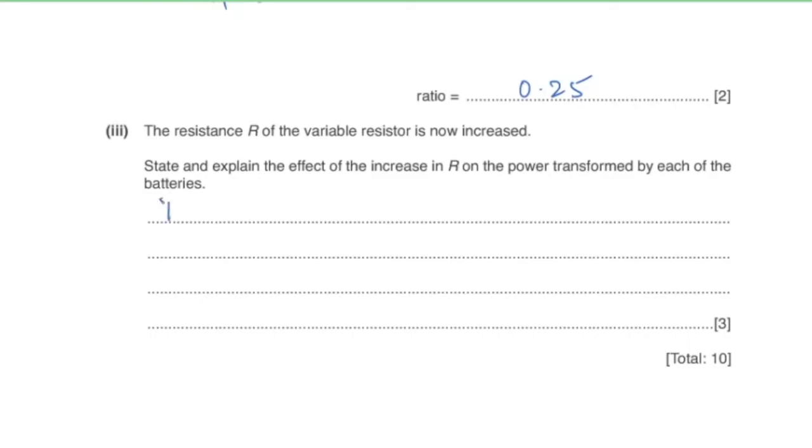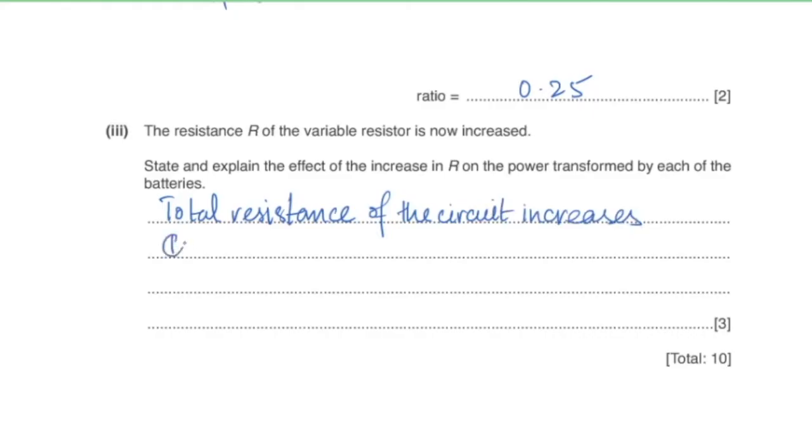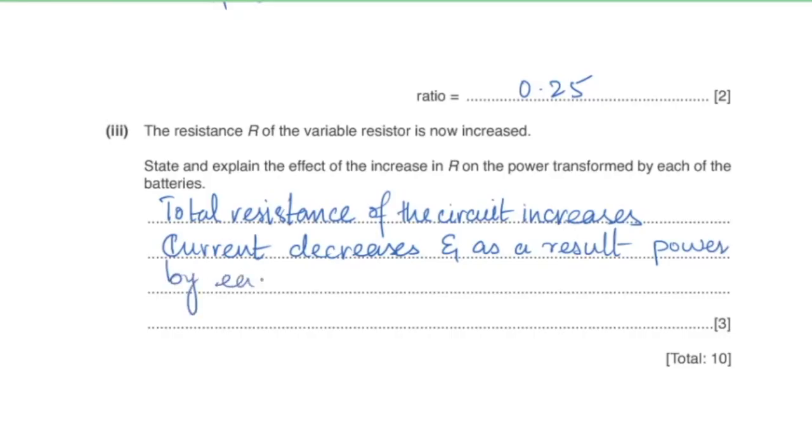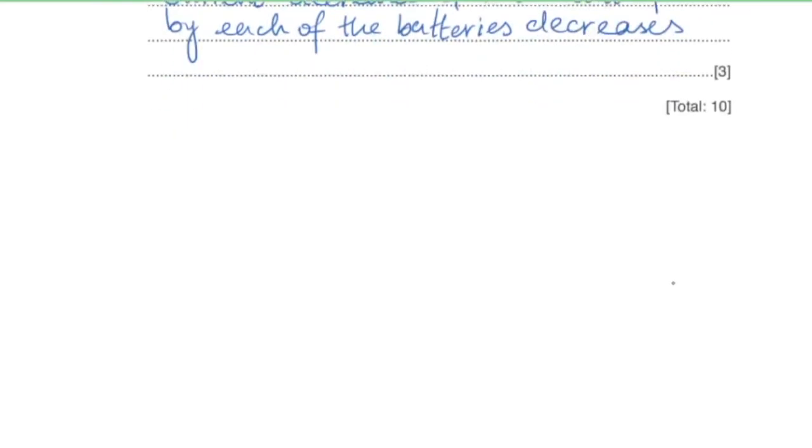So we can write that total resistance of the circuit increases, current decreases, and as a result, power by each of the batteries decreases too, as they are directly proportional to each other, power and current.